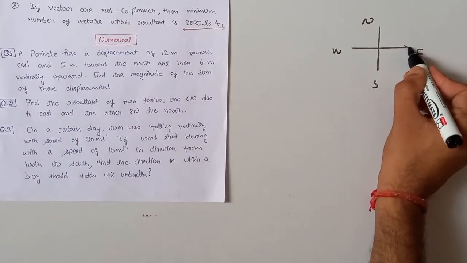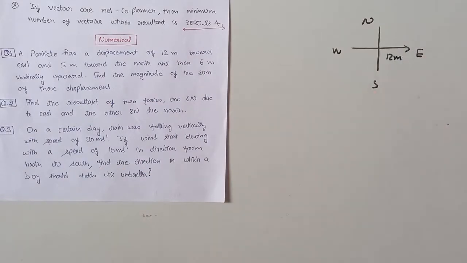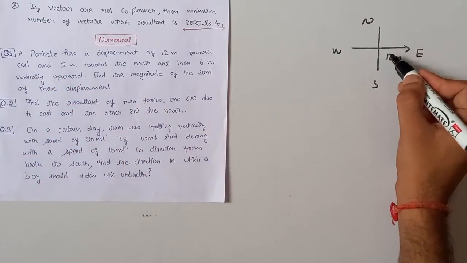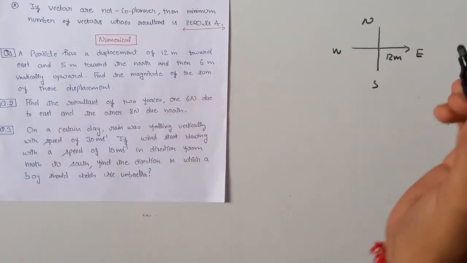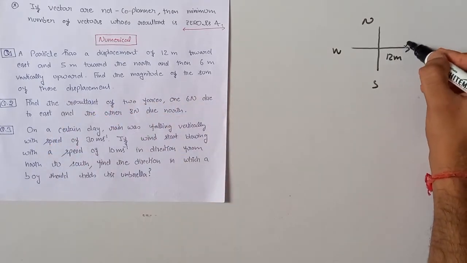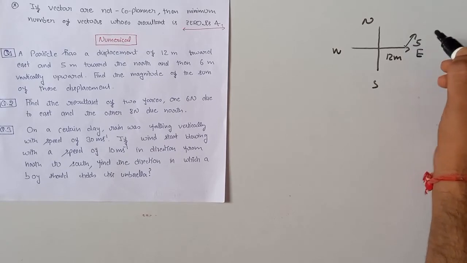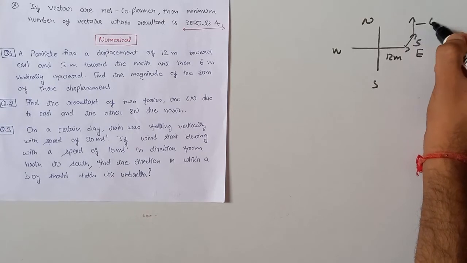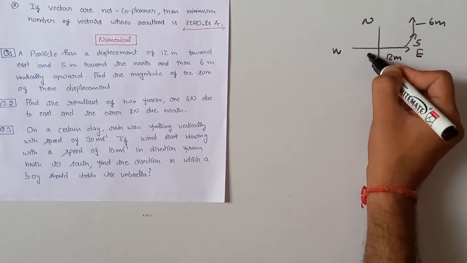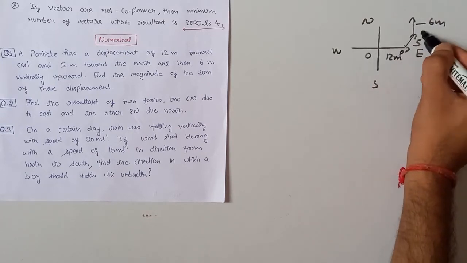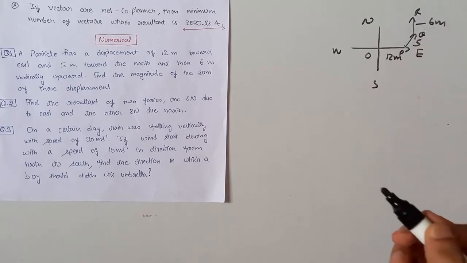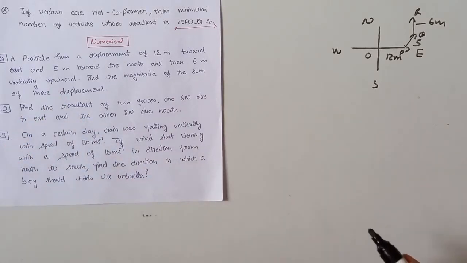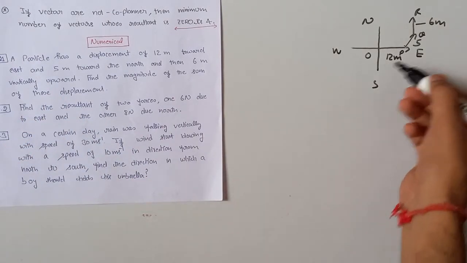This is 12 meter, and 5 meter toward the north, this is 5 meter, and 6 meter vertically upward, this is 6 meter vertically upward. Let this point be O, this point P, this Q, and this R. And find the magnitude of the sum of these displacements.